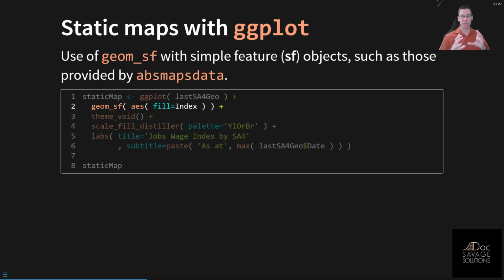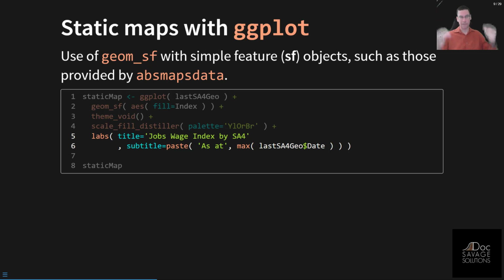And here I'm saying I want the fill of the map to be scaled according to the index. Geom_sf has the property that it will look for a geometry field in your data and use that to define the boundaries of your maps. I then use theme_void, and what this does is it removes the axes, so I won't have a latitude and longitude axis. I'm using a custom color palette. I'm using yellow, orange, brown, and then add some labels, a title and a subtitle.